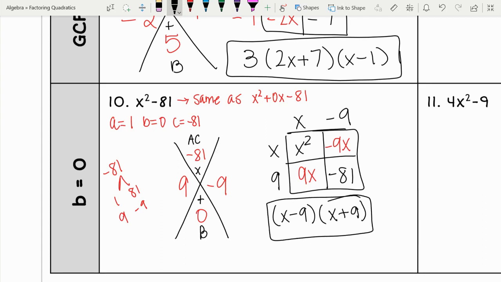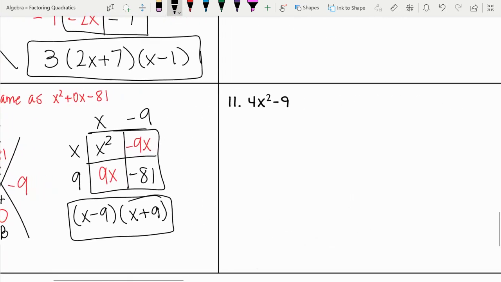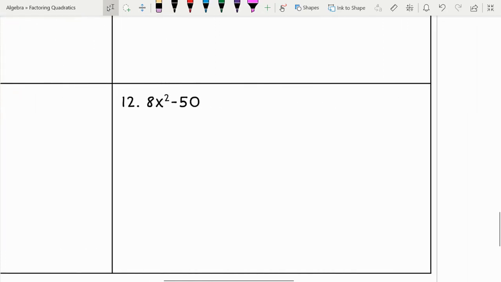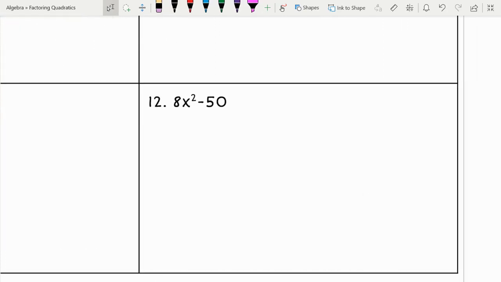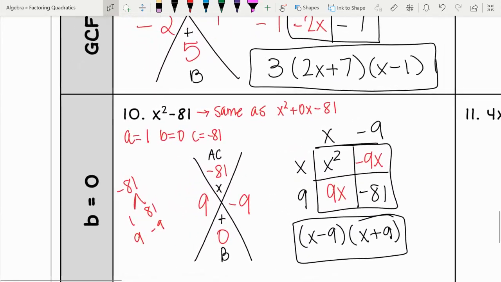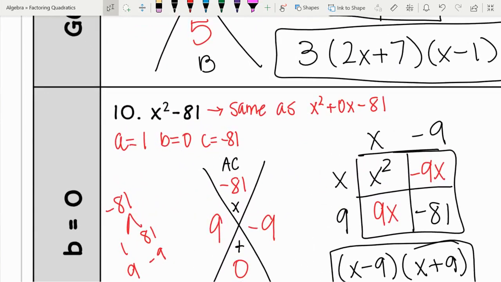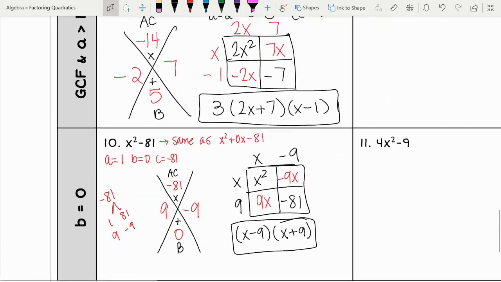And that's my final answer. Let's look at number 11, which is going to be for you to try. Let's look at number 12, just because this one's a little bit different. On number 11, I forgot to mention, but always check for GCF. I've already told you guys that. We didn't have a GCF on number 10, which is why we got right to the X method.